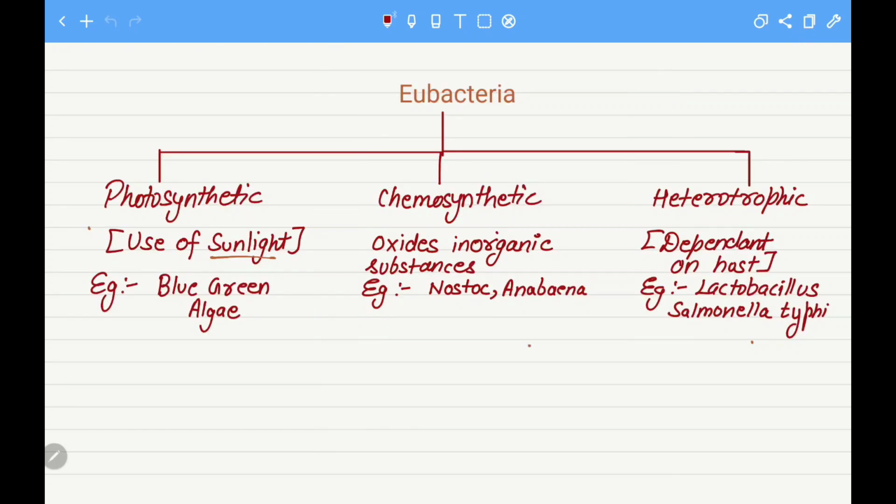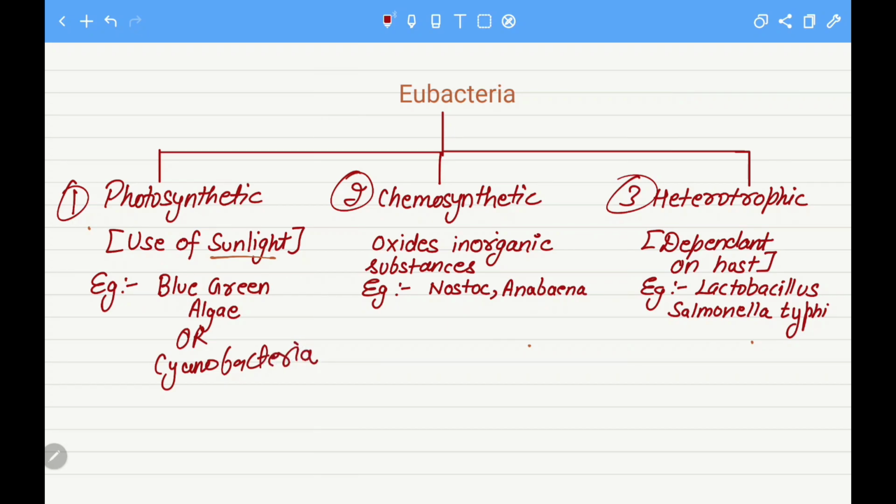Next are eubacteria. Eubacteria are further classified according to the mode of nutrition the different organisms carry. For example, the first one is photosynthetic, the second one is chemosynthetic, and the third is heterotrophic. Both photosynthetic and chemosynthetic modes of nutrition come under autotrophic nutrition. In photosynthetic, the organisms use sunlight for the production of food, for example, blue-green algae, also known as cyanobacteria.